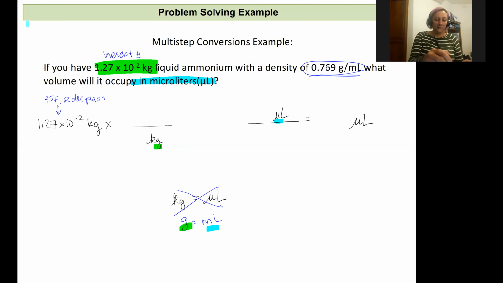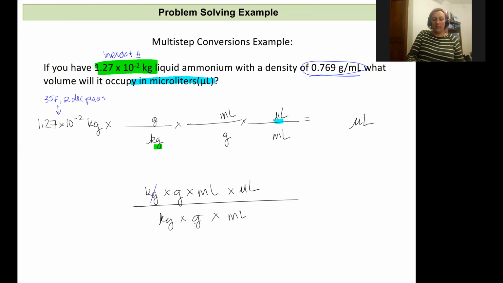So let's take a look at this based on units. If I were to multiply this all out, I would have kilograms times grams times milliliters times microliters on the top of my fraction. And on the bottom, I would have kilograms times grams times milliliters. And so looking at what cancels there, my kilograms would cancel, the grams would cancel, the milliliters would cancel, not the microliters. So this seems like a solid strategy. I'm going to run with it.